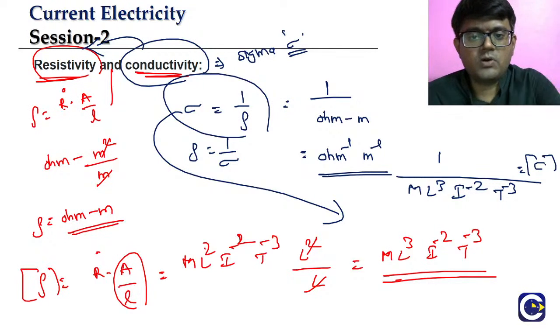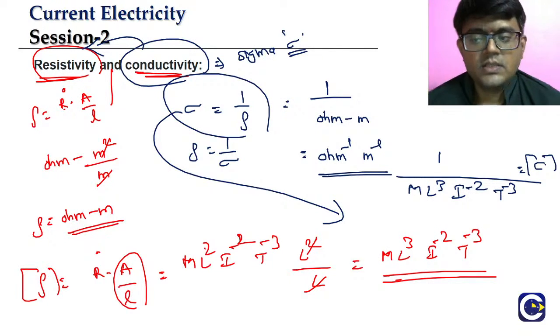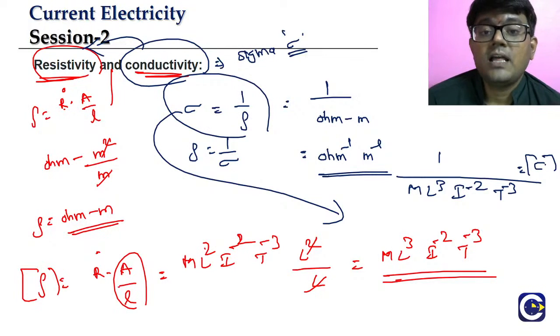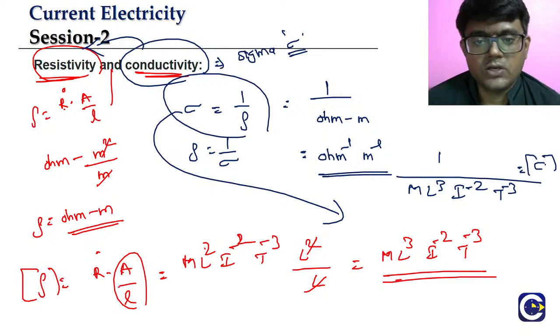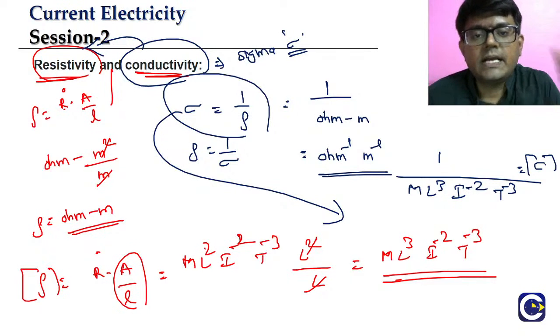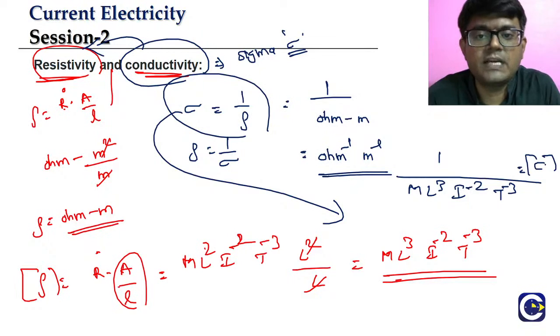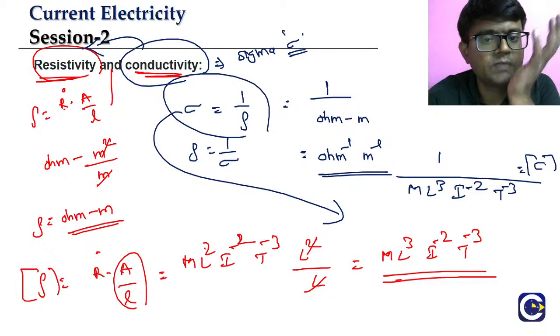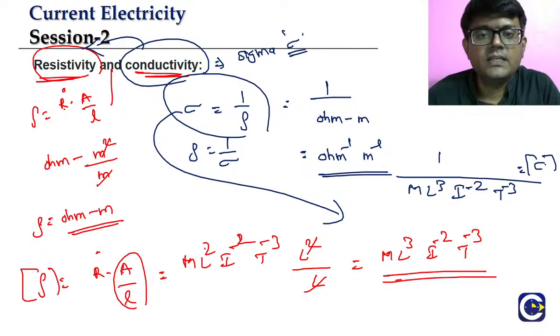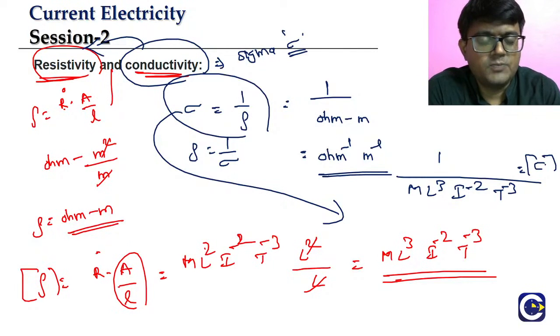Because it is just the reciprocal of the resistivity value, from that we are able to find the dimensional formula for the conductivity also. Okay, both conductivity and resistivity we will discuss when we go to the drift concept. Again, just the understanding that resistivity is a property of the material.